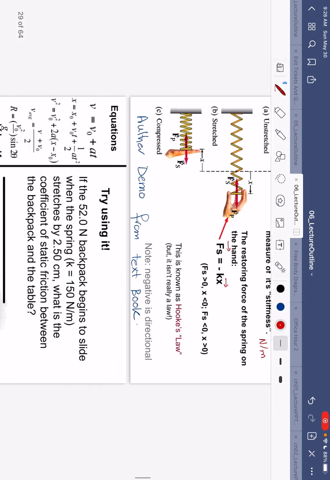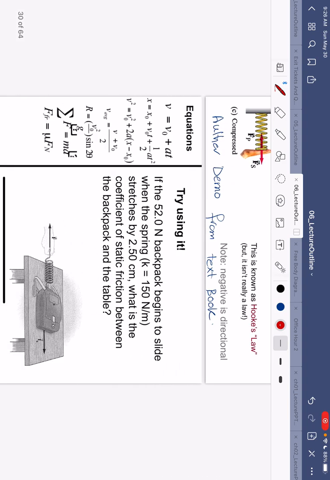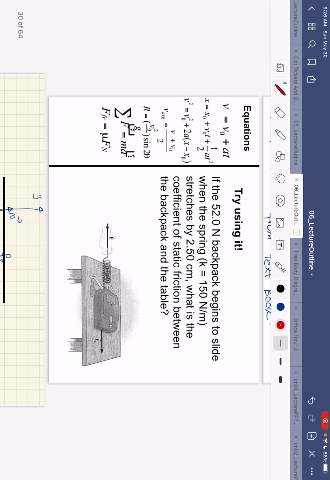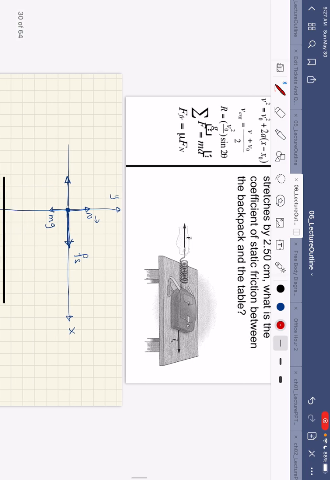Okay, then this is talking about springs, and here we have a problem where I have a 52 Newton backpack that begins to slide when the spring, with K equal to 150 Newtons per meter, stretches by 2.5 centimeters. What is the coefficient of static friction between the backpack and the table?